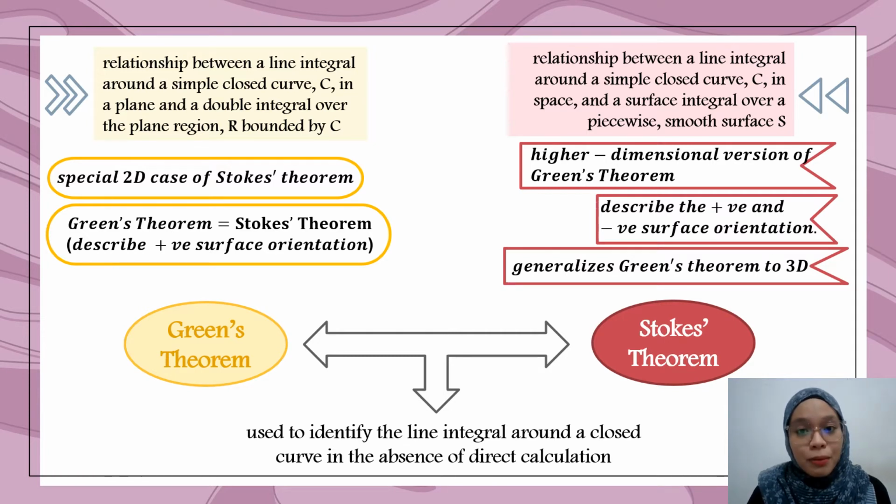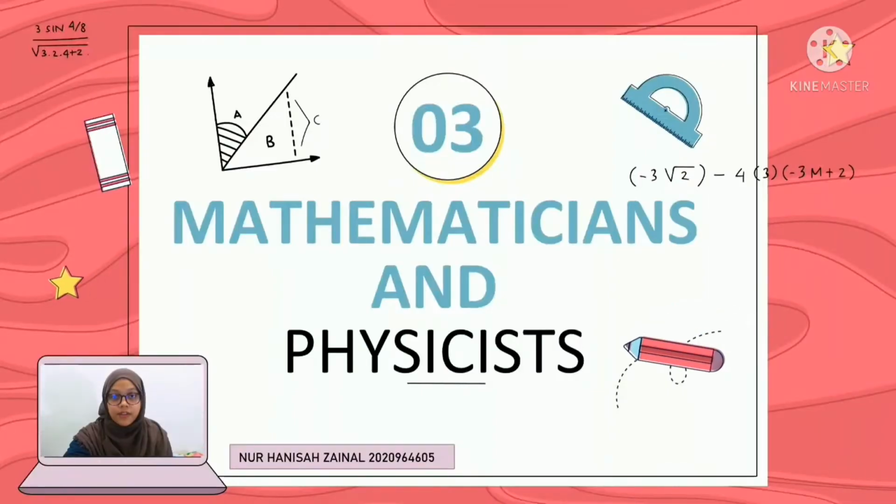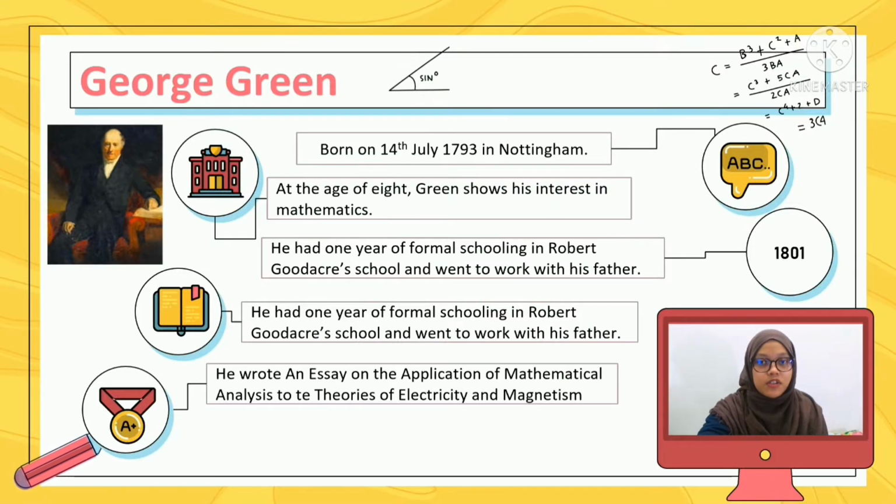The fact that the problem can be simplified into a simple one is what makes these formulas user-oriented. There are 5 mathematicians and physicists who contributed to the discovery of Green's theorem and Stokes' theorem. Firstly is George Green. He is the son of a Nottingham baker, who was born on 14th July 1793.